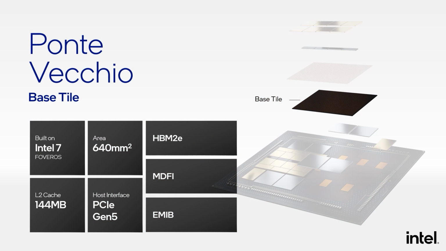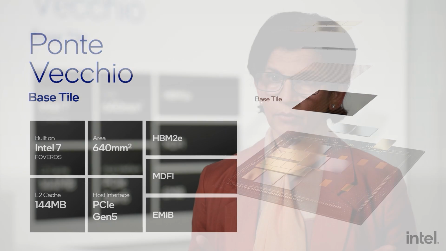This is just one example of our IDM 2.0 strategy of combining internal and external process nodes that Pat has outlined. Base tile is the connective tissue of Ponte Vecchio. It is a large die built on Intel 7 optimized for Foveros technology. It is where all the complex I/O and high bandwidth components come together with the SoC infrastructure, PCIe Gen 5, HBM2E memory, MDFI links to connect tile to tile, and EMIB bridges that challenged physics.